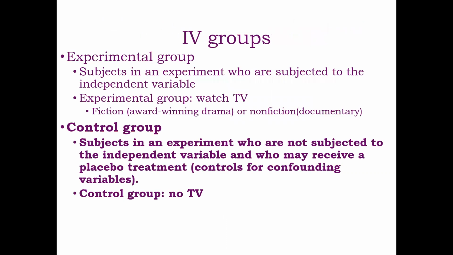So just to review, independent variable groups are the experimental groups and the control groups. So experimental groups receive some treatment or are subjected to some things, such as watching TV, the independent variable, right? In this example, they watch TV. They either watch fiction or nonfiction. The control group includes subjects who are not subjected to the independent variable in any form. They might receive a placebo if it's a medical trial. This controls for confounding variables and things such as experimenter bias and the placebo effect as well. In our example, the control group did not watch any television.